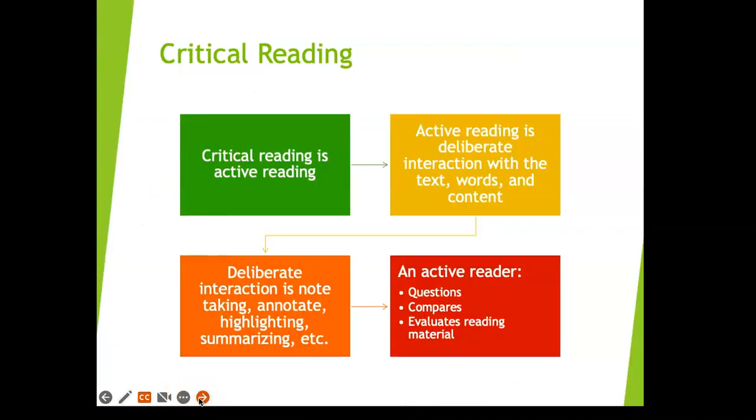So, critical reading is active reading. Active reading is deliberate interaction with the text, words, and content. Deliberate interaction is note taking, annotating, highlighting, and summarizing. And deliberate interaction with the text is a part of those active reading strategies. Just interacting with the text through the note taking, the annotating, highlighting, and summarizing.